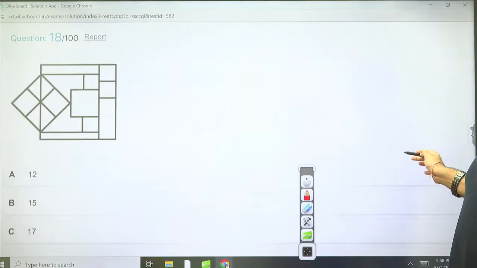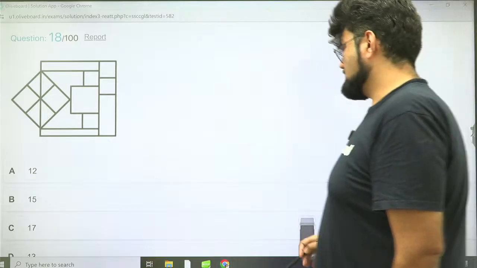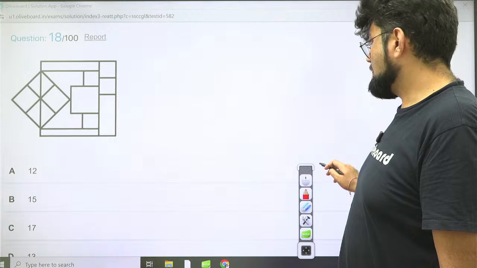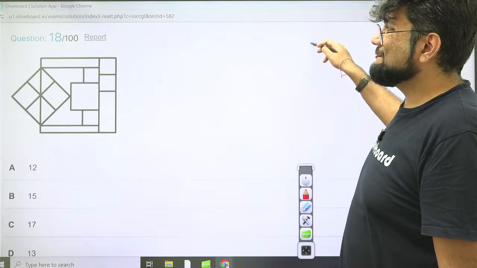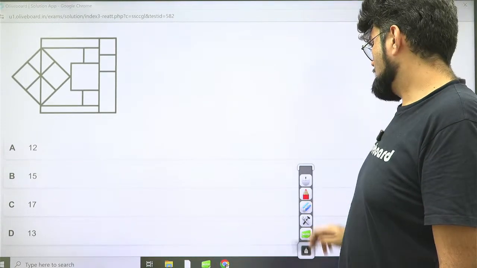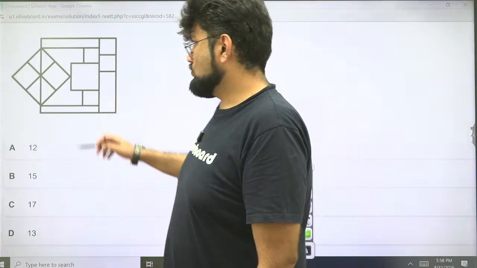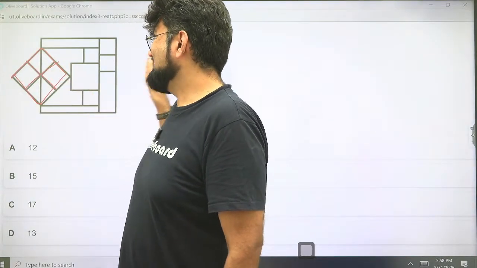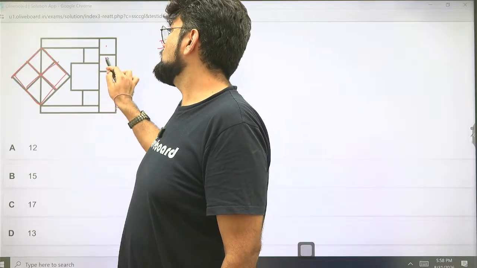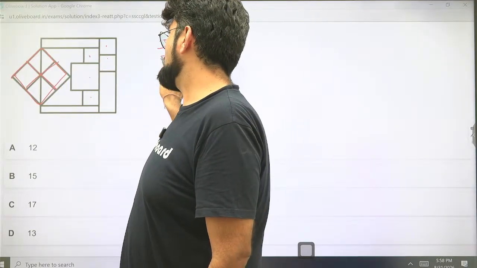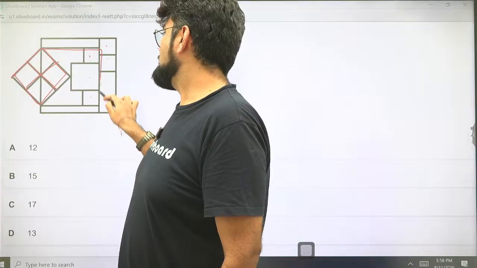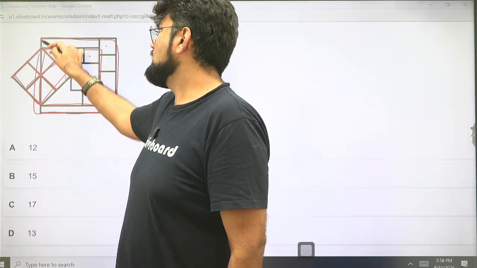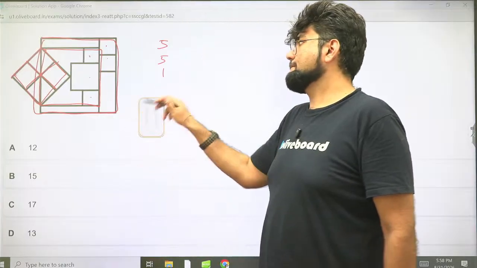How many squares are there in the given figure? Okay. Options are very close. 12, 15, 17, 13. So we look at this part. This is a square with a plus sign in between. So 5 squares for me here. Then this is 1, 2, 3, 4, 5. 5 more squares. Then there is this single square, 1, and this entire square, 2. Apart from that, there is no other square.